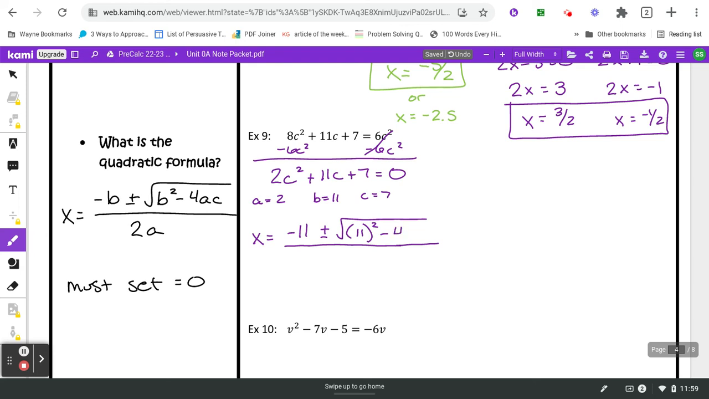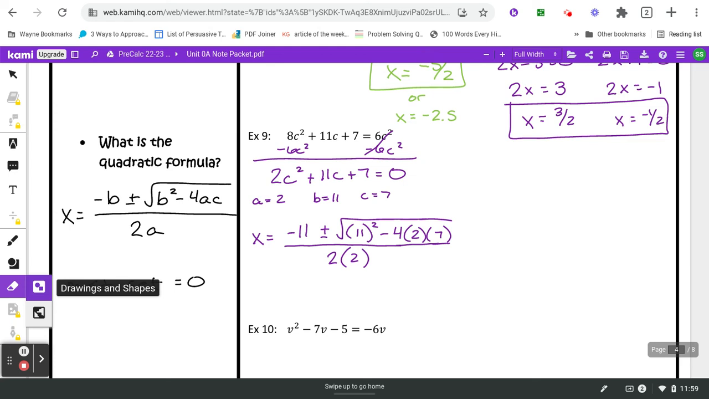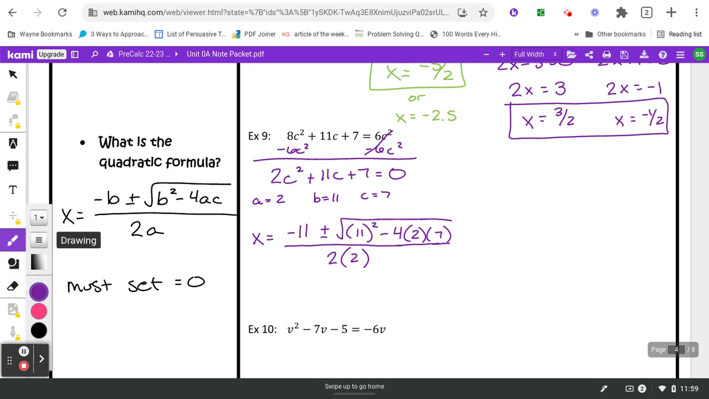Then I'm going to use a minus sign. 4, it's always a 4. A, which is 2, and C, which is 7. And then I'm going to do 2 times A. What I would recommend next is taking the calculator either on your Chromebook or on your desk at school and typing in what's underneath the square root bar. So we're going to take this entire part right here and type it into the calculator. Once you type that into the calculator, you would get an answer of 65.